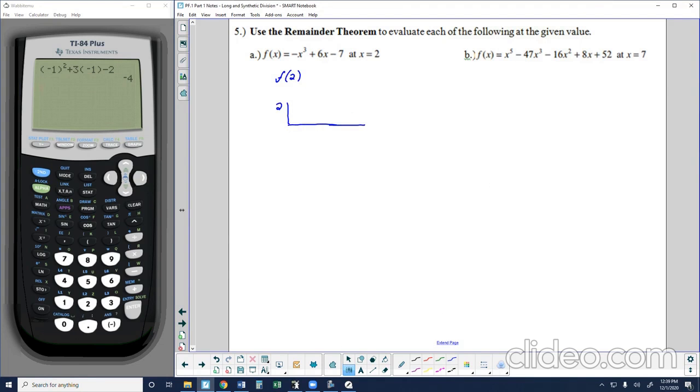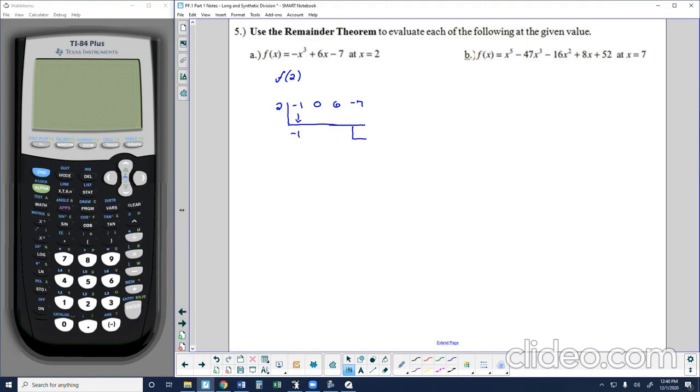So I'm going to take my coefficients, -1. Remember, there's no x squared there, so I'm going to put a 0. I'm going to put a 6 in front of x to the first power, and then I'm going to have a -7. Then I'm going to compute the process of synthetic division here, adding down the columns.